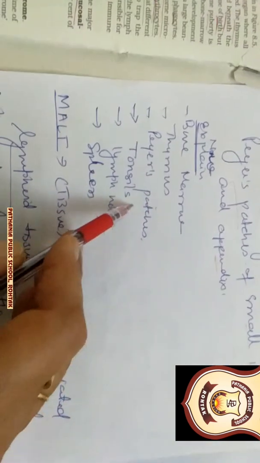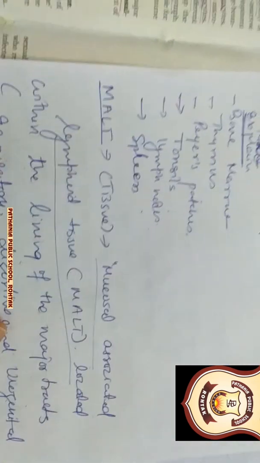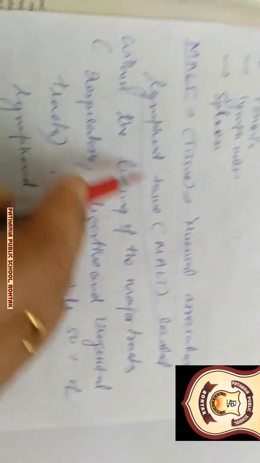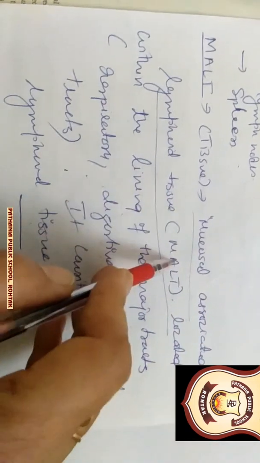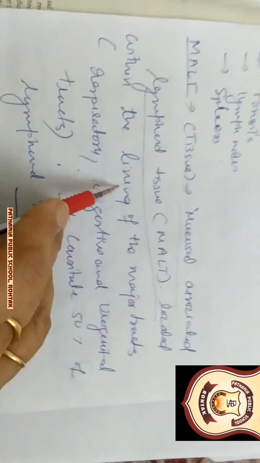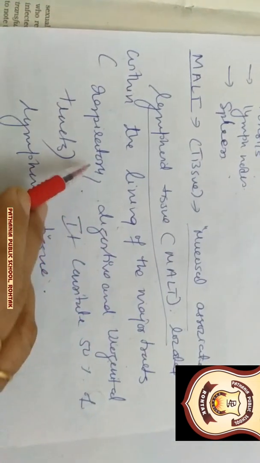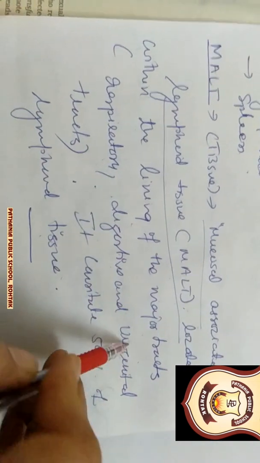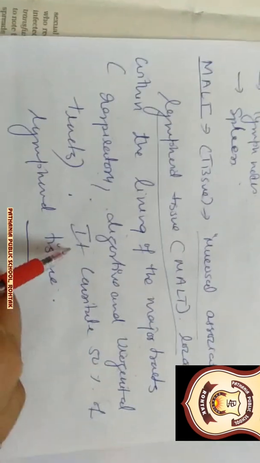Now we are going to take them up separately one by one. Last one is the MALT, which is the mucosal associated lymphoid tissue. It forms the lining of the major tracts like respiratory, digestive and urinogenital tract. It forms 50% of the lymphoid tissue.